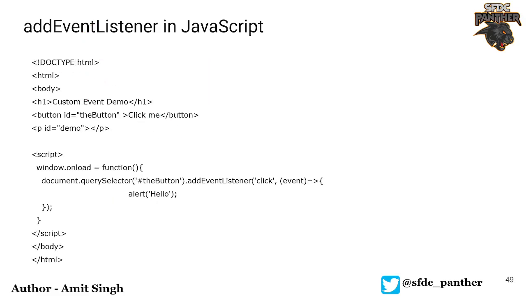This is a simple example of AddEventListener that we have. We have an h1 tag, then a button, and inside the script we are using window.onload. That means whenever the page gets loaded, we are calling a function. What this function is doing is document.querySelector with the id of our button. Then we are using addEventListener with click, and it calls a function which has one parameter, event, and under that we just have an alert statement saying hello. So this is a simple AddEventListener that you have.